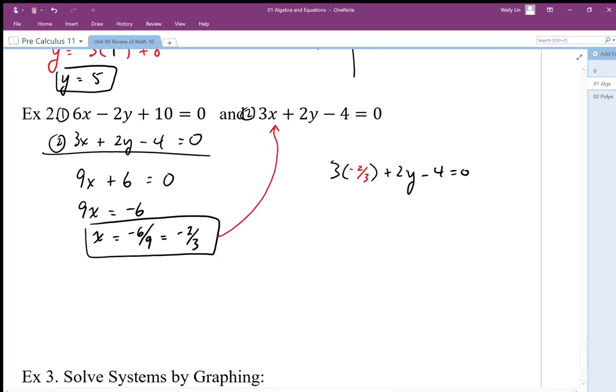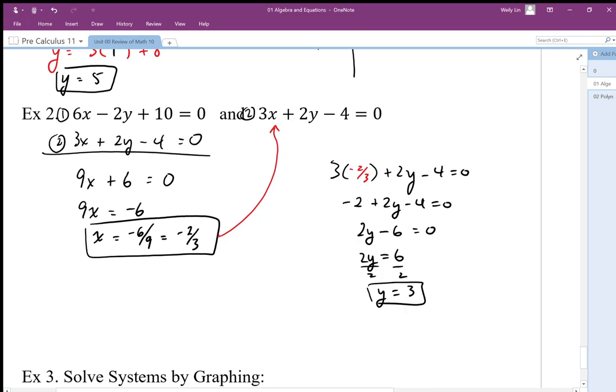This becomes negative 2 times 3 divided by 3. Well, the 3 times 3 divide 3 cancel out. So I end up with 2y minus 6 equals 0. 2y equals 6. Divide by 2, divide by 2. y is equal to 3.